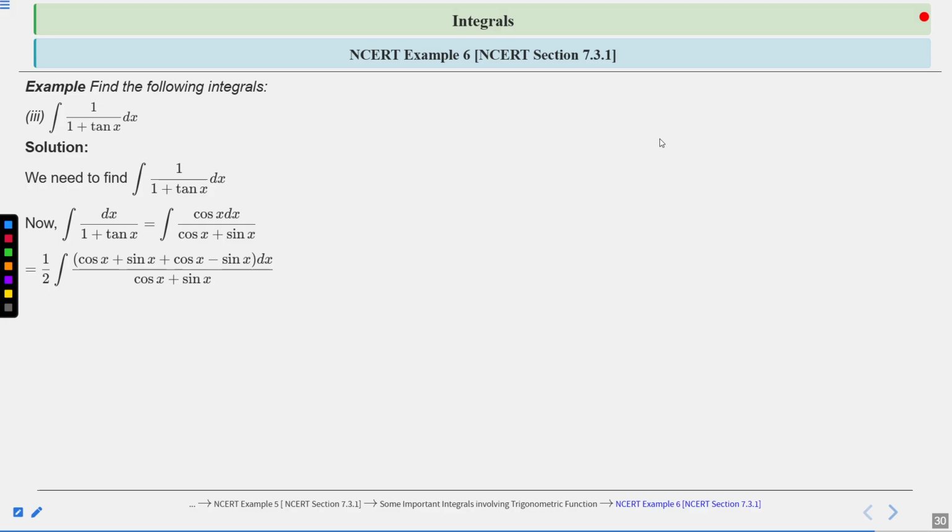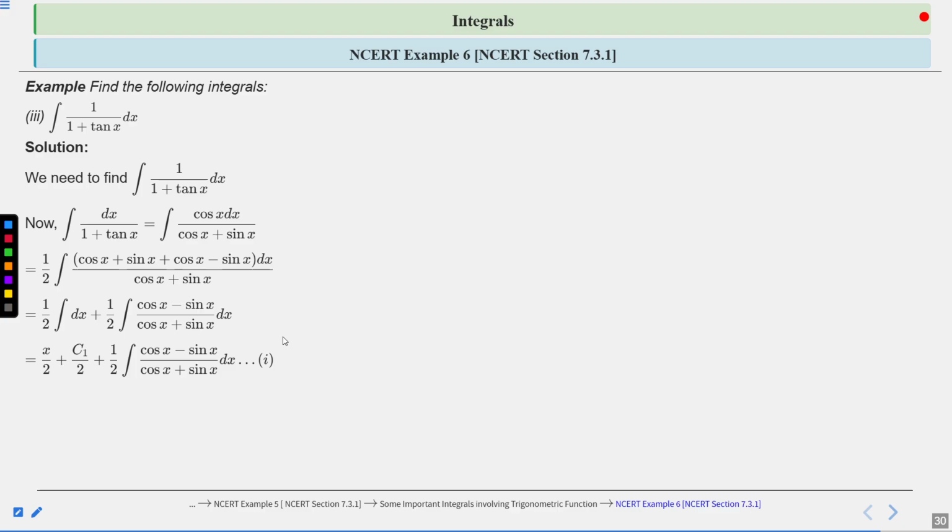Now the numerator, which is cos x, you can write as cos x plus sin x plus cos x minus sin x, because sin x and sin x will cancel out, and it will be 2 cos x. Since it is 2 cos x but here only cos x is there, we will divide it by 2. So 1 by 2 times cos x plus sin x plus cos x minus sin x dx upon cos x plus sin x. Finally we can write it as 1 by 2 integration of dx plus 1 by 2 integration of cos x minus sin x upon cos x plus sin x dx.